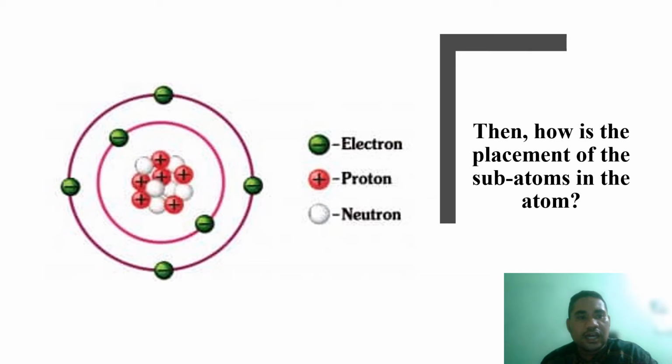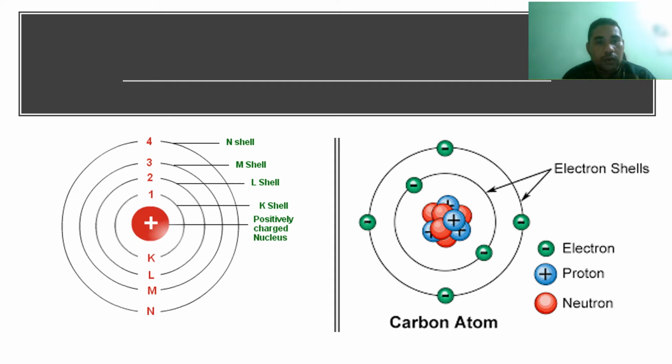So, in the shells of the atom, there are electrons. The shell closest to the atomic nucleus, or the first shell, is also called the K shell. The second shell is called the L shell, and so on up to the seventh shell, which is also called the Q shell. Protons and neutrons are located in the core of the atom, while the electrons are distributed in the orbitals of the atom, which are called atomic shells.